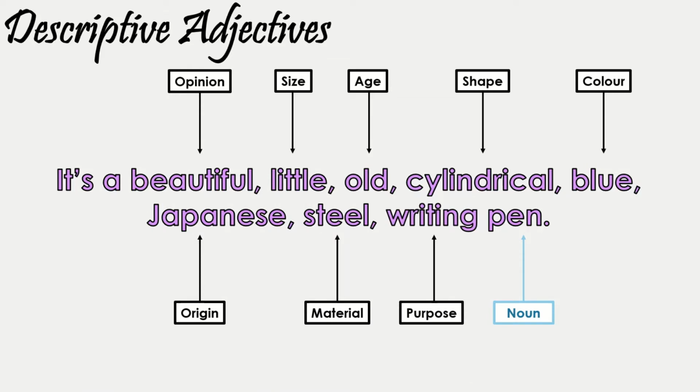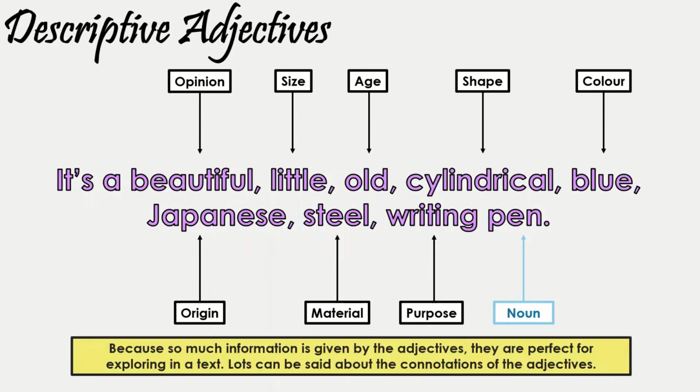A bit of an extreme example, but in this case, we have a beautiful little old cylindrical blue Japanese steel writing pen. And as we learn so much about the pen from the adjectives, it's quite clear that the adjectives in a text are perfect for exploring connotations. And also worth noting that any text that the exam board give you will have adjectives in it, guaranteed.